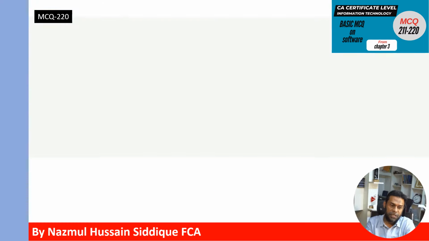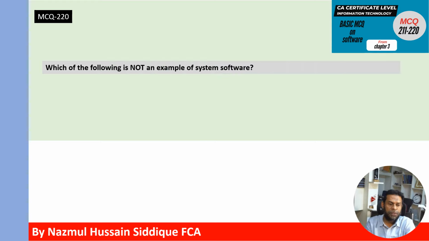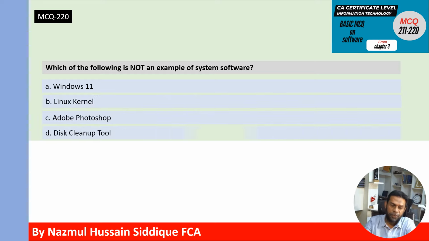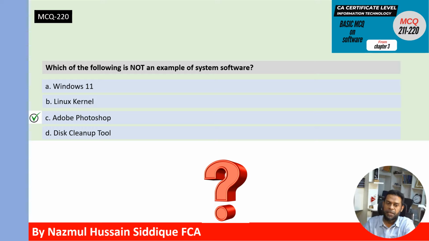The last question of this episode. Which of the following is not an example of system software? Option A, Windows 11. Option B, Linux kernel. Option C, Adobe Photoshop. Option D, Disk Cleanup Tool. The correct option is Adobe Photoshop. Adobe Photoshop is not an example of system software.